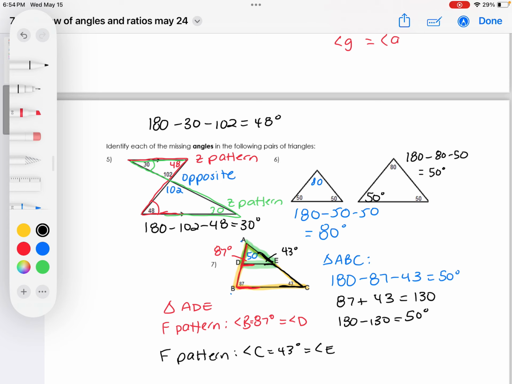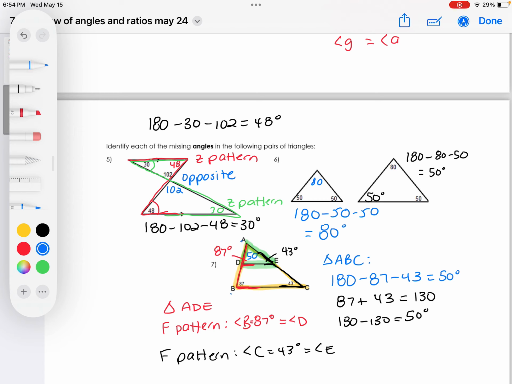And you definitely could have done the F pattern first and then done 180 minus 87 minus 43 to get the 50. You definitely could have done that. And it seems strange, how can the angles be the same? But the side lengths are so different. And that's why when we do solving a similar triangle, we can use angle properties like F pattern, Z pattern, adding them up to get 180. But then when we do the side lengths, we're going to do something a little bit different.